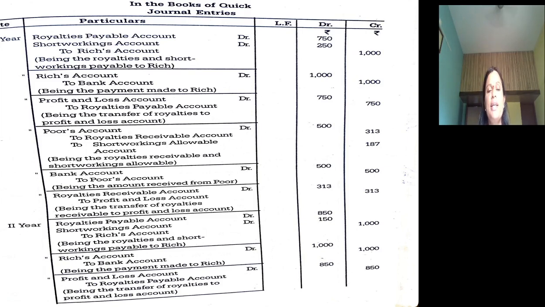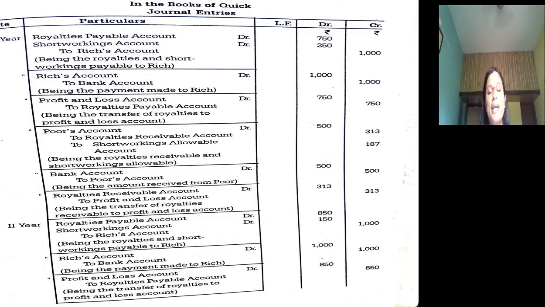Then the royalty payable account should be closed at the end of the year by transferring it to the profit and loss account. So what's the journal entry? Profit and loss account debit to royalty payable account. This is how to pass entries in the books of Quick being lessee. Again, in this solution they mention how to pass entries in the books of Quick during the first year being sublessor.